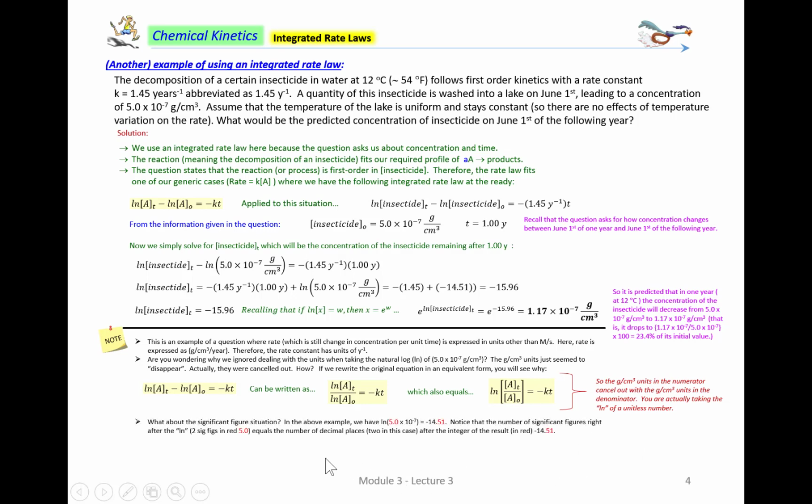The final thing you might ask about is significant figures here. You'll notice that, and this may be hard to see because the print's kind of small here, but we have the natural log of 5.0 times 10 to the minus 7. And I said the answer to that was minus 14.51. So it appears I have two significant figures here and I have 4 here. What gives? Well, those two significant figures should be the number of figures after the decimal point in the result of the logarithm.